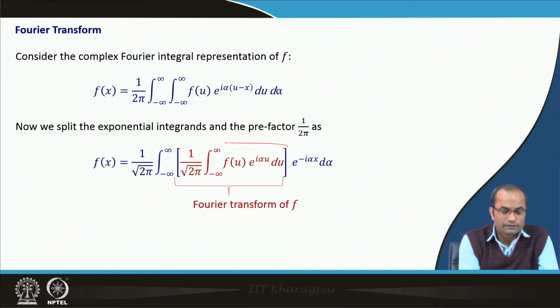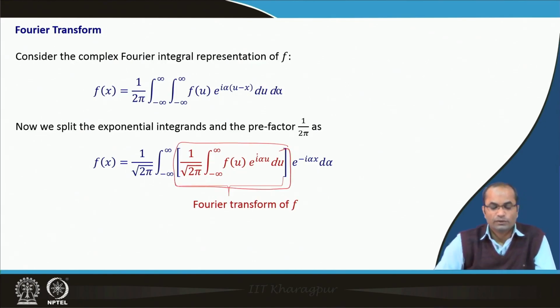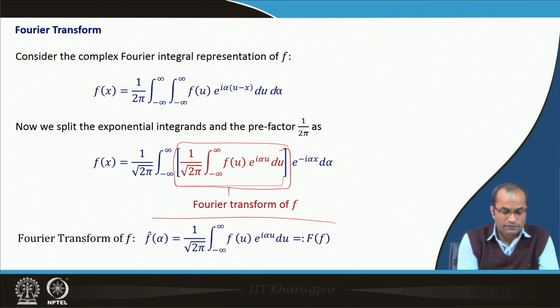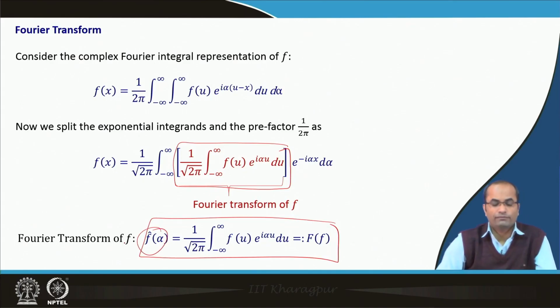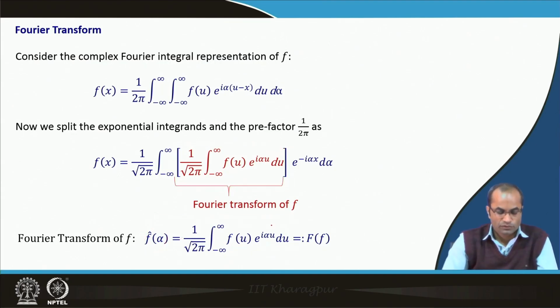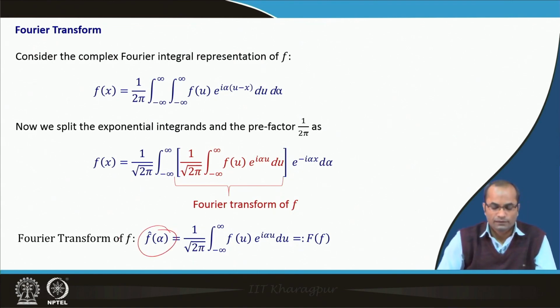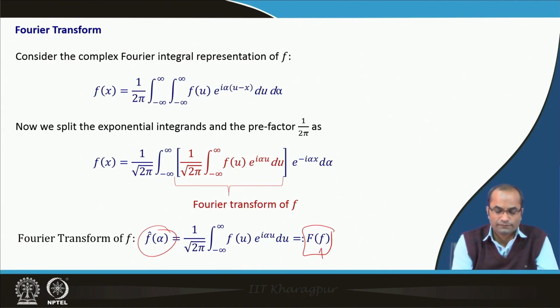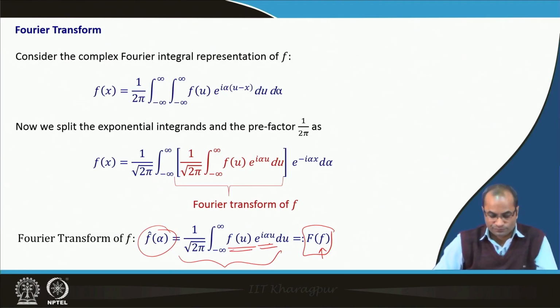The quantity in this bracket is called the Fourier transform of f. Let us introduce the notation f hat of alpha for the inner integral, which is 1 over square root 2 pi, f(u) e power i alpha u du, because this is a function of alpha now. So we are naming it f hat of alpha, and the notation we usually use is a big F. So the Fourier transform of f is given by this formula: 1 over square root 2 pi, minus infinity to plus infinity, f(u) e power i alpha u du.